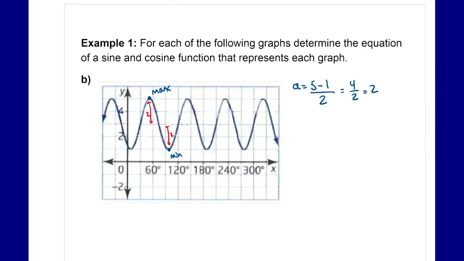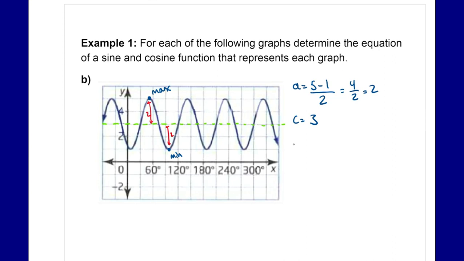That will also help me find my C value, which is the midline. Now the midline, you might be able to just look at the function and be able to determine it, but in this case my midline is going to be 3. So my C value is 3. I could also determine it by doing the maximum minus the amplitude to get 3.